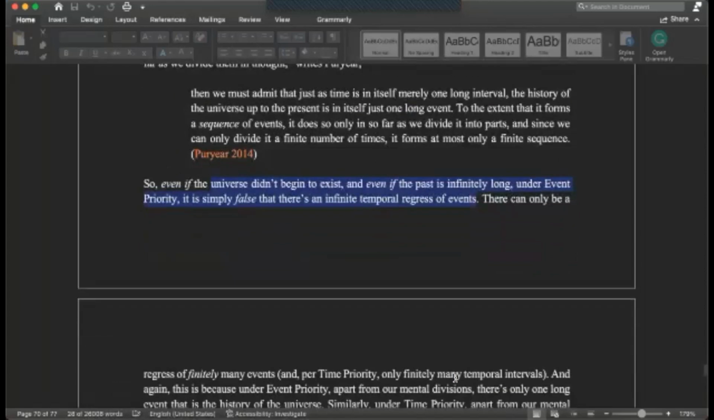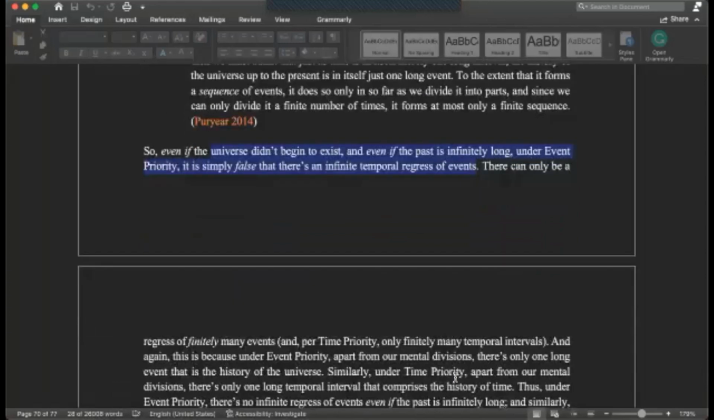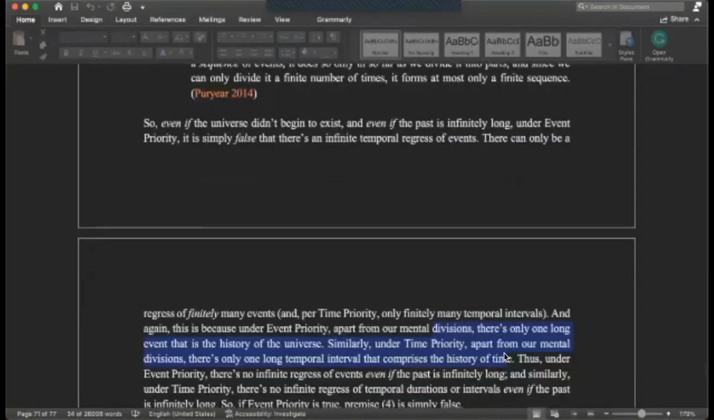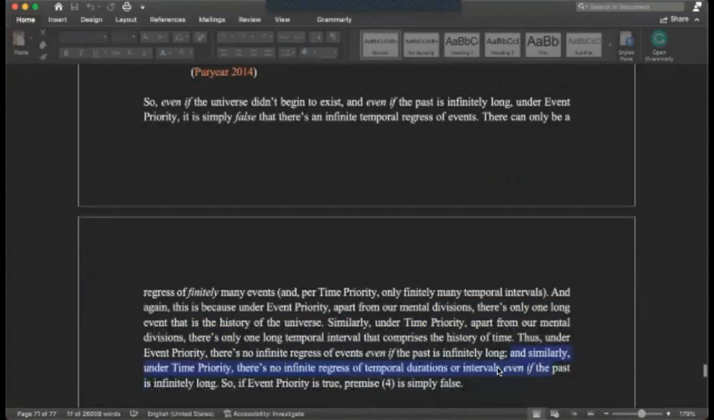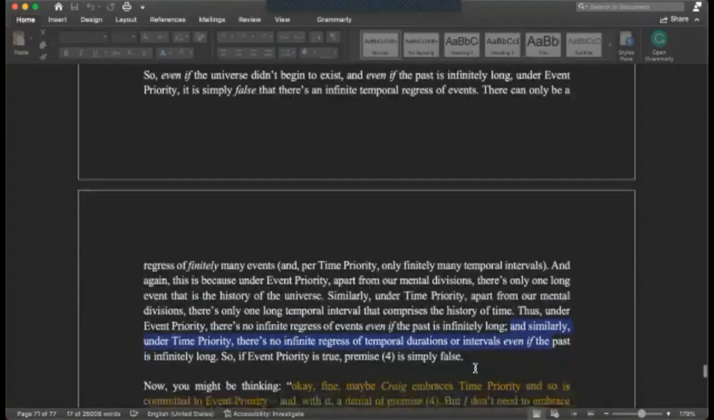There can only be a regress of finitely many events, and per time priority, only finitely many temporal intervals. And again, this is because under event priority, apart from our mental divisions, there's only one long event that is the history of the universe. Similarly, under time priority, apart from our mental divisions, there's only one long temporal interval that comprises the history of time. Thus, under event priority, there's no infinite regress of events, even if the past is infinitely long. And similarly, under time priority, there's no infinite regress of temporal durations or intervals, even if the past is infinitely long. So, if event priority is true, premise 4 is simply false.